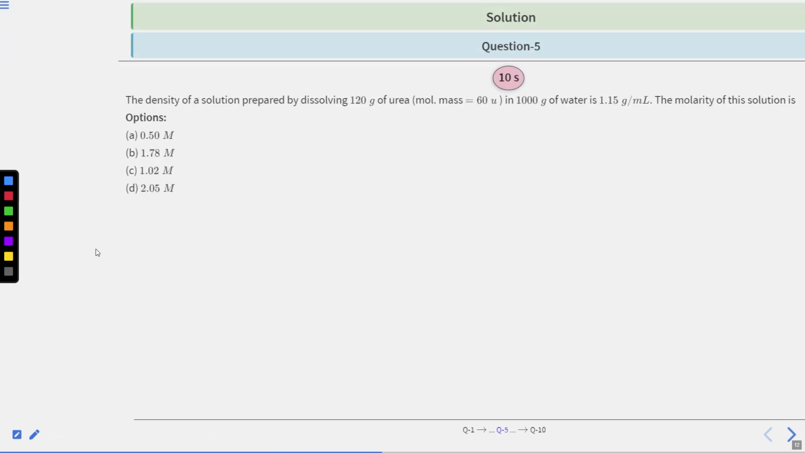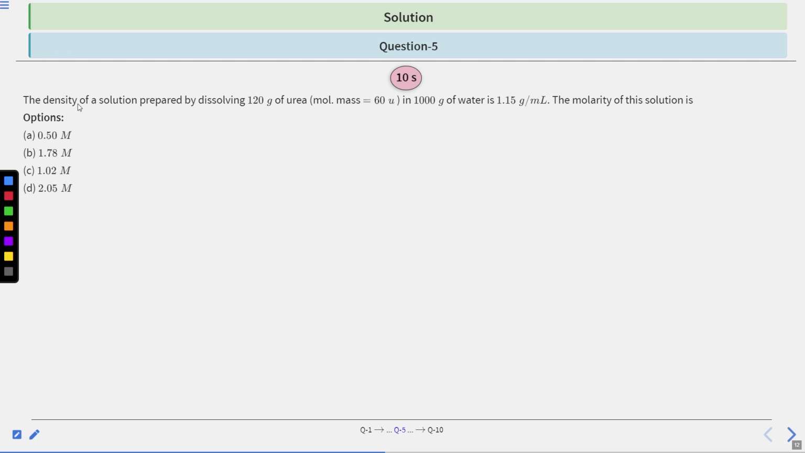Okay, so let's move to question number 5. The density of a solution prepared by dissolving 120 gram of urea, which has molar mass of 60 unit, in 1000 gram of water is 1.15 gram per milliliter. We have to find out the molarity of the solution. So density, weight of urea, and weight of water are given, and we have to find out the molarity, right?